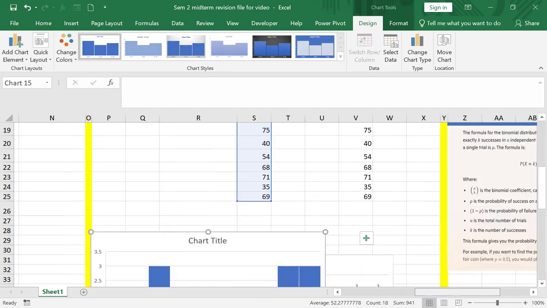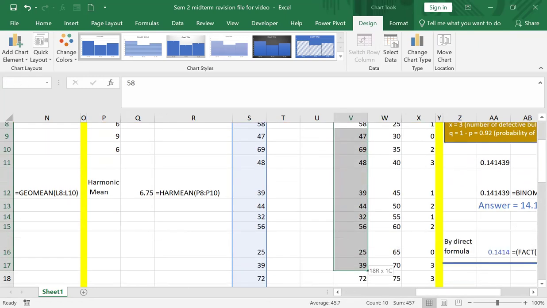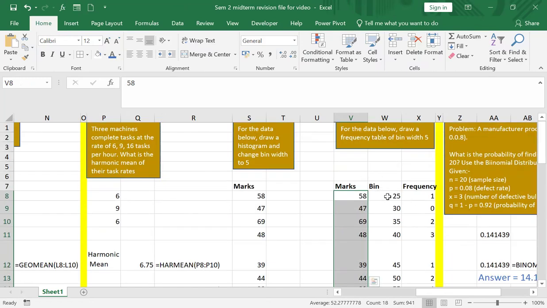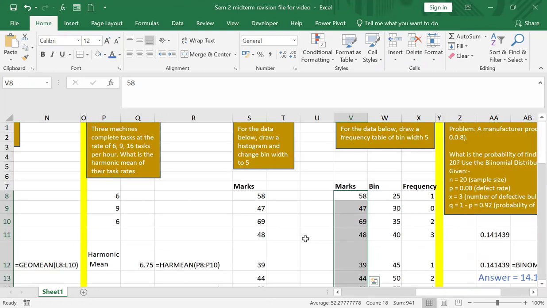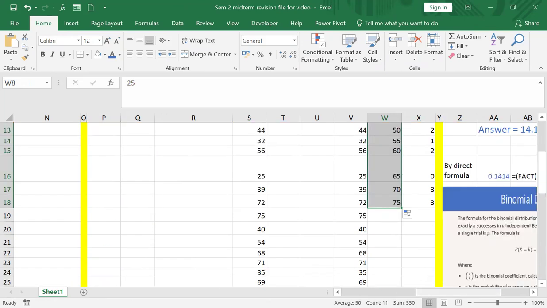The next question says, for the data below, draw a frequency table. This is the data here. To make a frequency table, first I have to make bins. I know that the data is from 25 to, you can verify, less than 75. So I make this 25, 30, 35. All that I do is add this one and then drag it up to 75. You can make it more also, no problem.